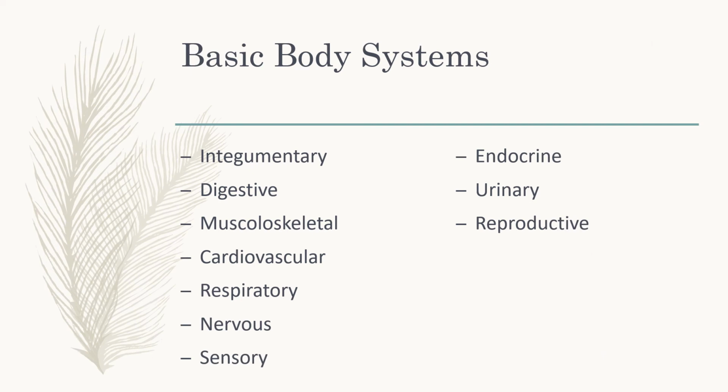Alright, so the basic body systems we're going to go over in this lecture are going to be the integumentary, which is skin, the digestive, or GI. You may hear it also called gastrointestinal. Then the musculoskeletal, cardiovascular, respiratory, nervous, sensory, endocrine, urinary, and reproductive. You also have a lymphatic system, but that one's not covered in detail in the TAR. It is in the book though, and I do believe it is on the chapter 5 or chapter 9 test, but it is not part of the TAR.